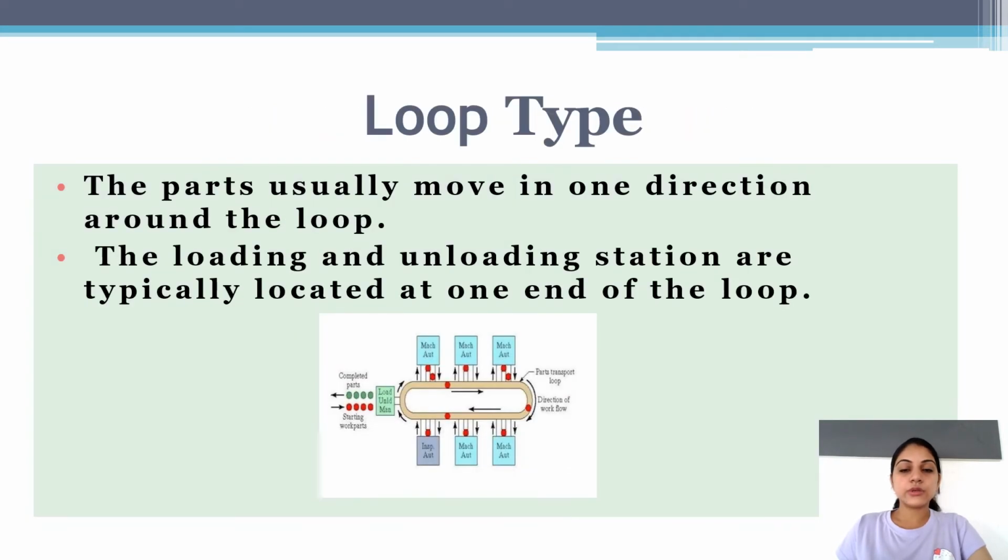The next is the loop type. Loop type, as the name suggests, usually moves in one direction around the loop. You can see on the figure that the loading and unloading stations are typically located at one end of the loop. So this is the loop type.